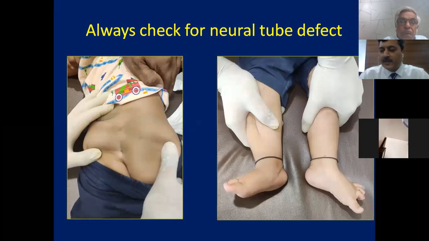And whenever you find a rigid or flexible flat foot, always try to check the back for evidence of neural tube defect. You will be surprised to see sometimes a sacral dimple or sacral sinus or sometimes a small tuft of hair, because whenever we see vertical talus, about 60% of the time they have associated neural tube defects. So always turn the child prone and check their back.